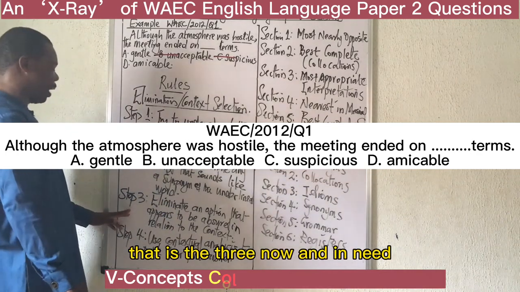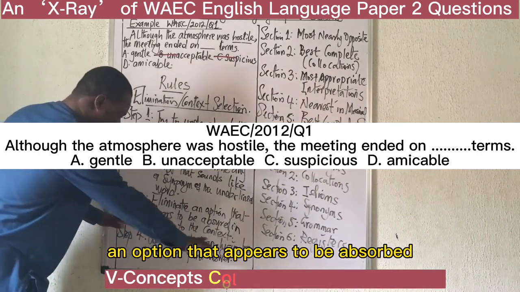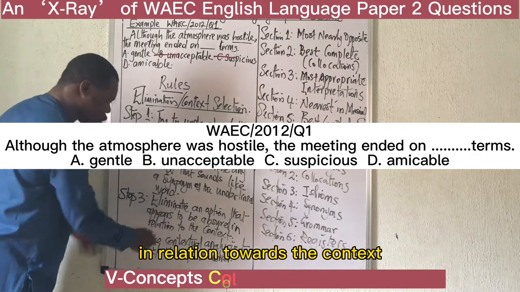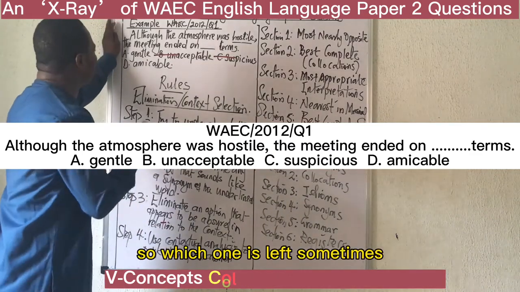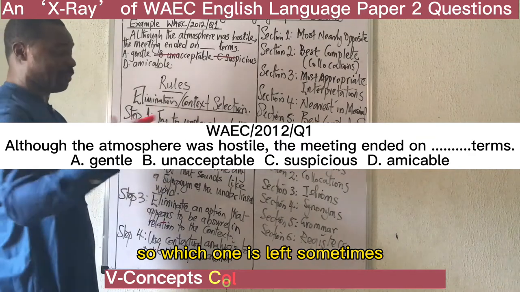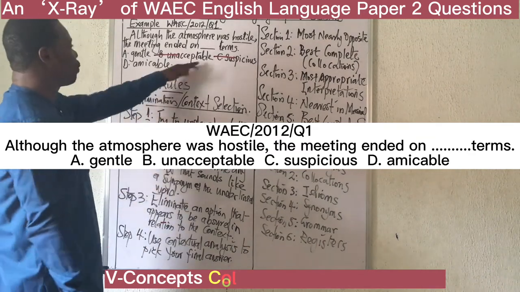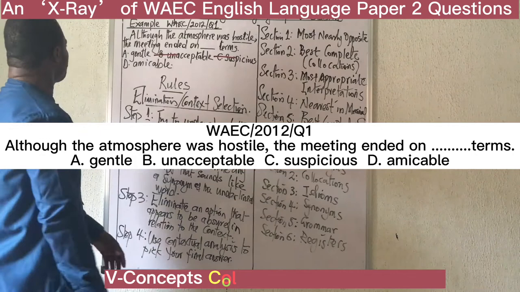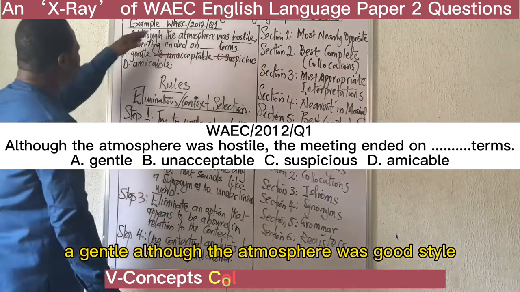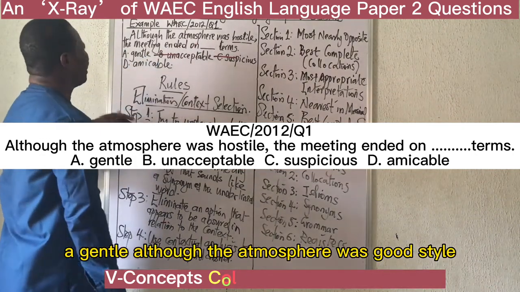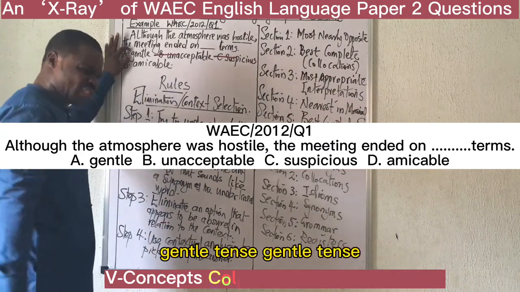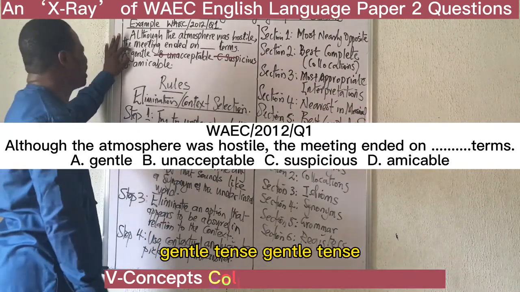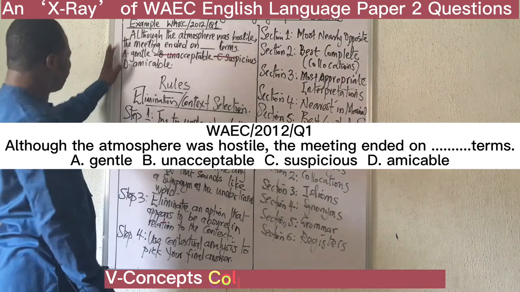That is step three now. Eliminate an option that appears to be absurd in relation to the context. Check. So which one is going to be? Because we are left with only two now. Sometimes you can be left with three. Maybe when you took the first step, only one option was left. So now you say gentle. Although the atmosphere was hostile, the meeting ended on gentle terms. Is it like gentle terms? You ask yourself, how can terms be gentle?